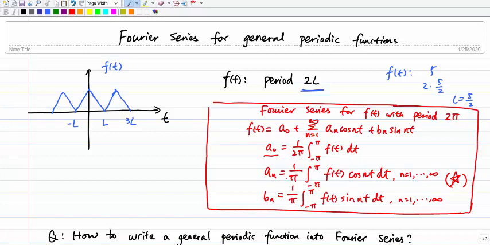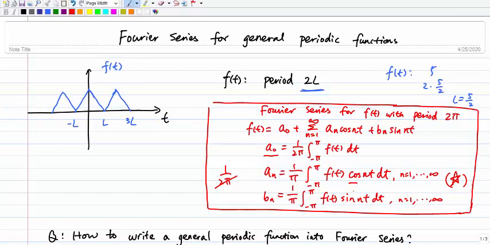And an is 1 over pi. Remember, it's not 1 over 2 pi, it's just 1 over pi, times the integration from negative pi to pi of f(t) times cosine nt dt. And bn is 1 over pi again, times the integration from negative pi to pi of f(t) times sine nt dt.